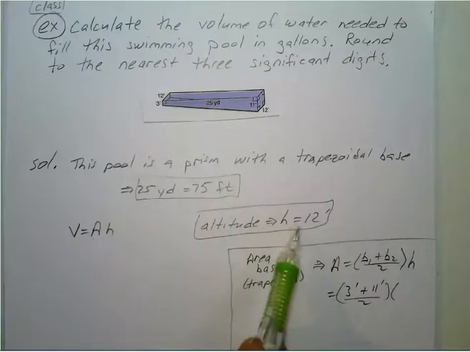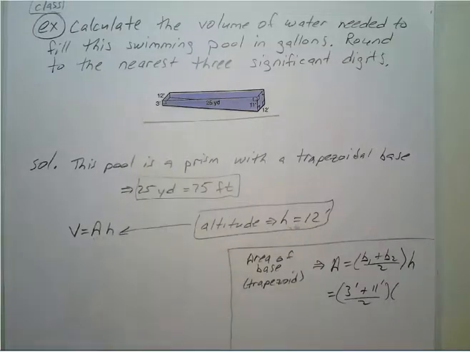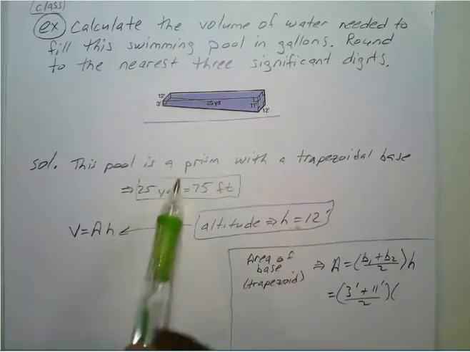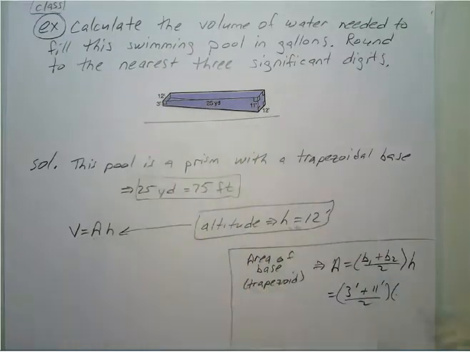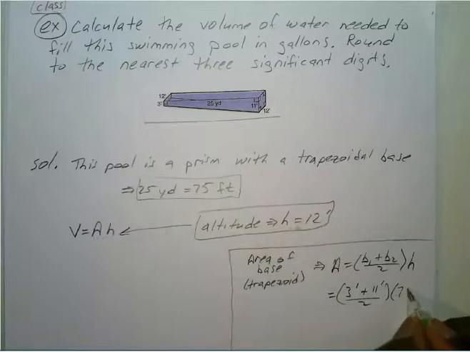Do not replace this with your h. Remember, that's your altitude. That goes here. Big mistake if you plug this in here, you will get a completely different answer. It will be a wrong answer also. So the distance between those two, the height of that trapezoid, is 25 yards or 75 feet.